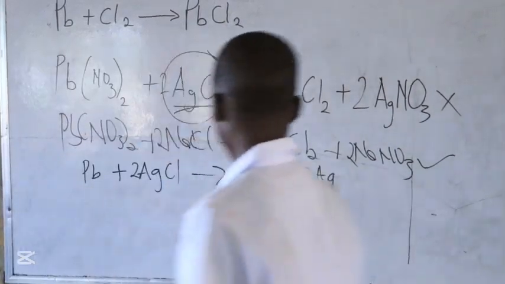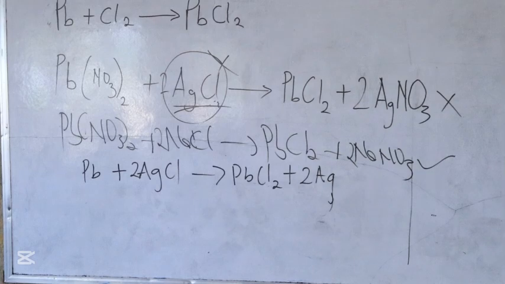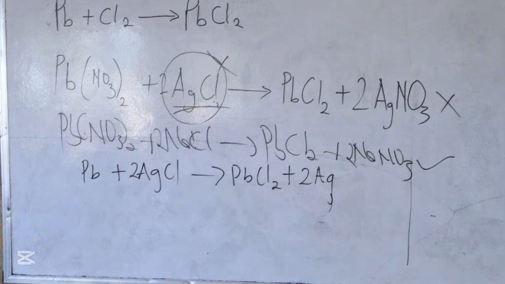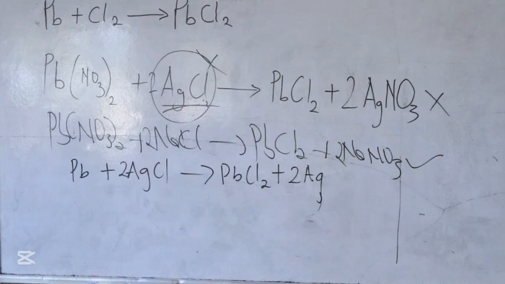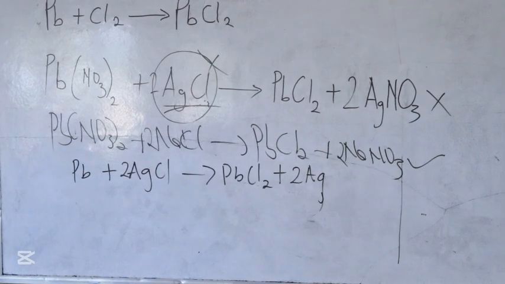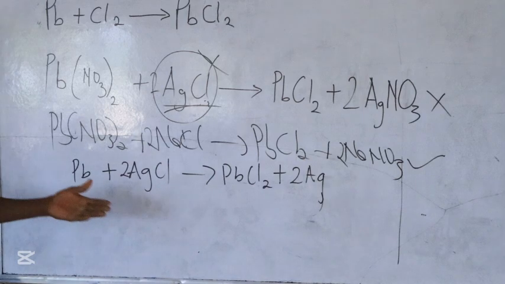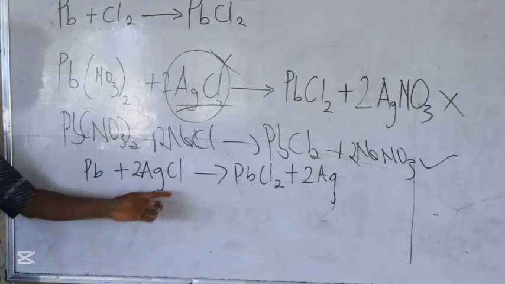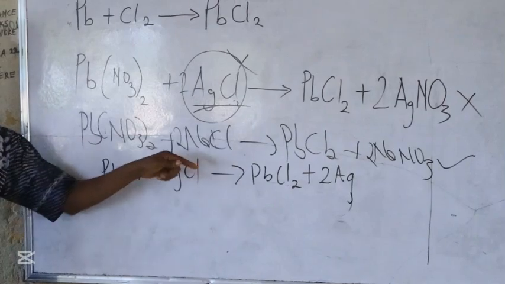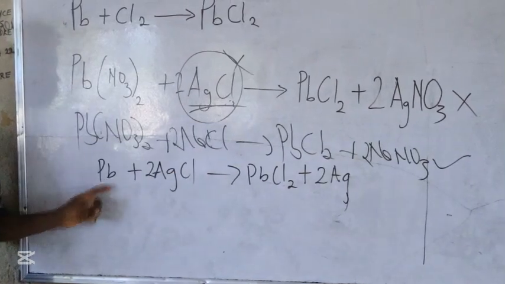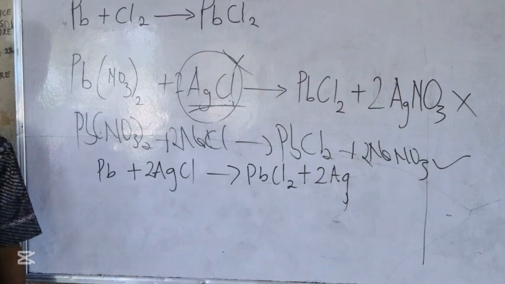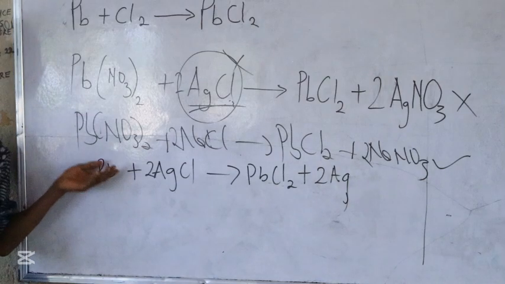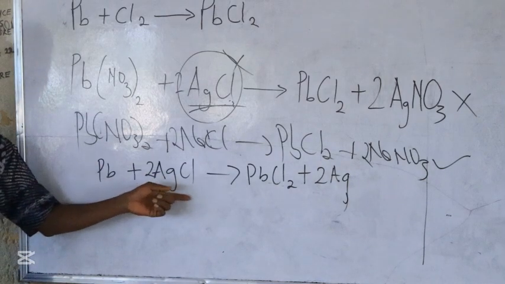Is this reaction chemically possible? Is it? Because you see, when you write an equation, you must be very careful. It looks like what you wrote is right, but it is wrong, because silver chloride cannot dissociate in water, hence there is no way lead can displace silver, though lead is more reactive than silver.